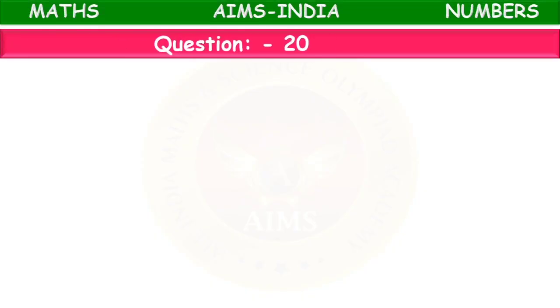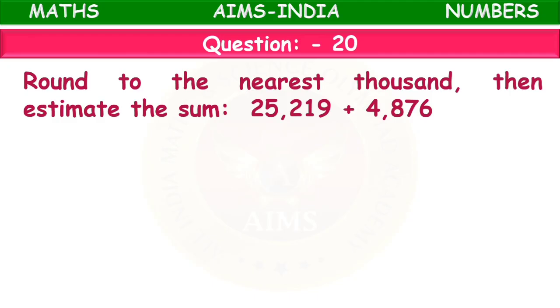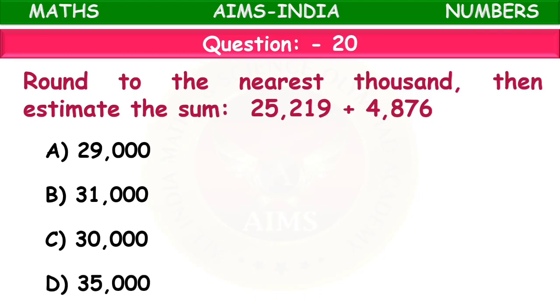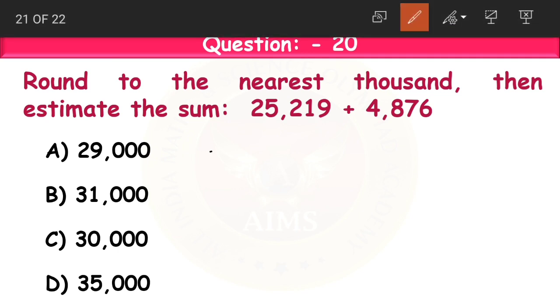Moving to the last question of the day. Question number 20. Round to the nearest thousand. Then estimate the sum. 25,219 plus 4,876. Option A, 29,000. Option B, 31,000. Option C, 30,000. And option D, 35,000.